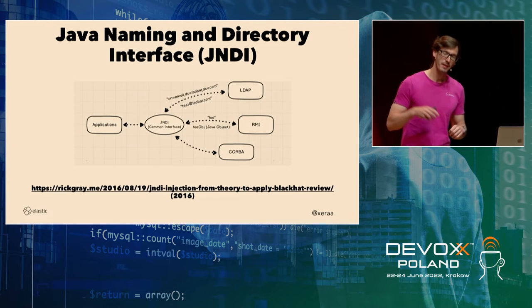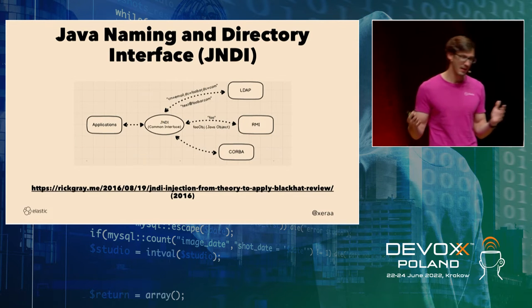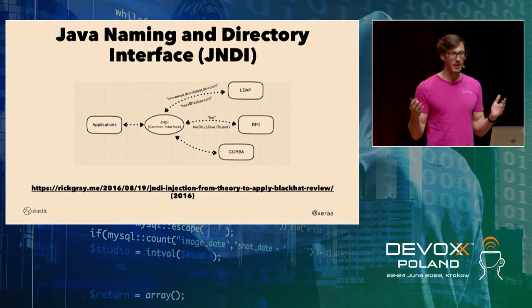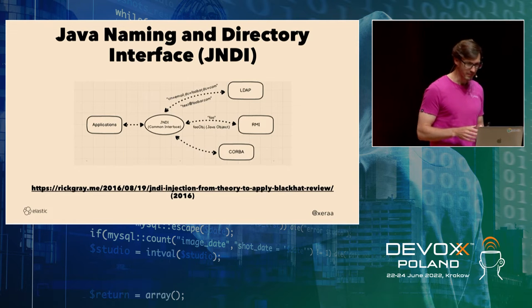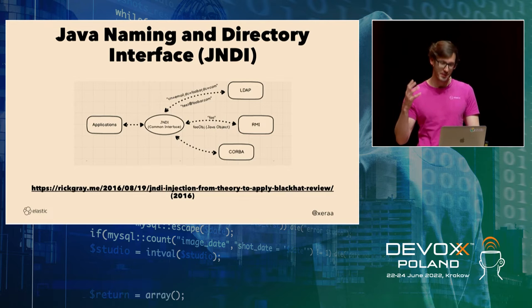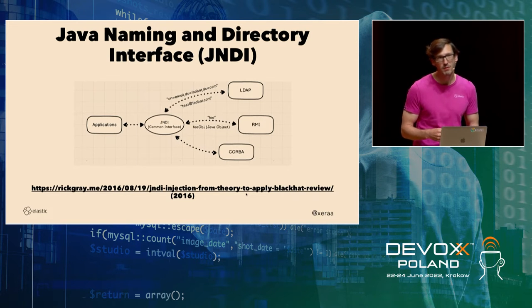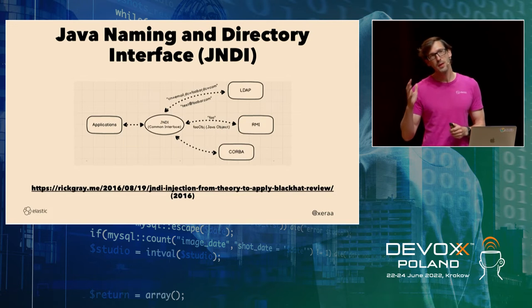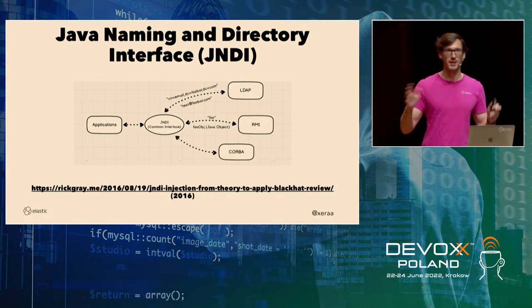And the background behind that is JNDI, or some call it JINDI, the Java Naming and Directory Interface, that actually opens up this attack vector. And this slide deck here is from 2016 from Black Hat, when somebody looked at Java and said, like, this JNDI thing looks really interesting for attack vectors. And then it went dormant and everybody forgot about it.